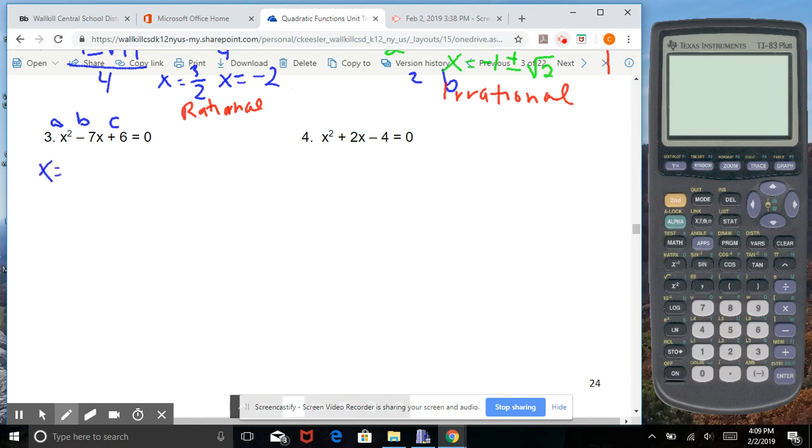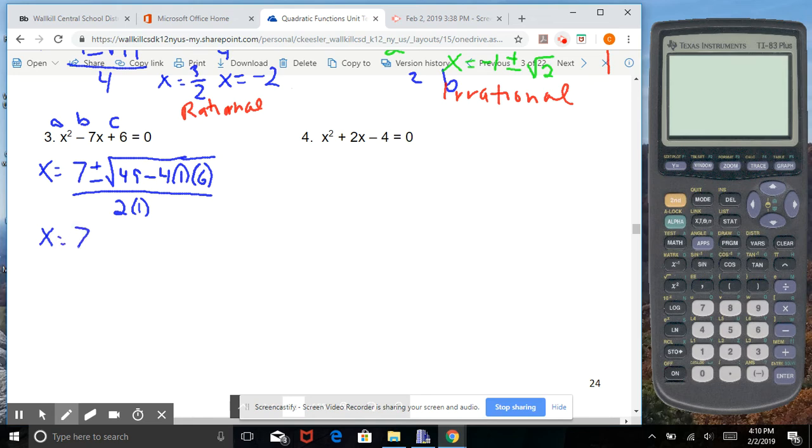X equals negative B, which is negative 7. So a negative times a negative is going to make it positive 7, plus or minus the square root of B squared, a negative 7 squared. So that's going to give me 49. And if you want to do that square right away, that's fine. Minus 4 times A, which is 1, times C, which is 6, all over 2A, which is 2 times 1.